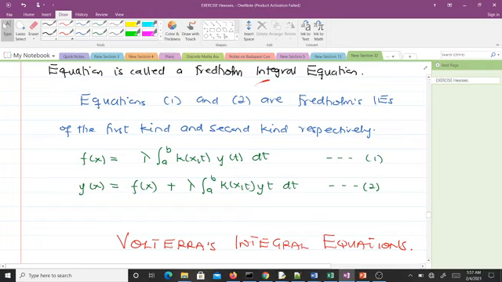So this is the first kind because here our unknown function is only appearing under the integral sign, but this is the second kind because our unknown function is here, it's also here. Okay, so this is a Fredholm's integral equation because the limits of integration a and b are constants, okay? So they can take 0, 1, 2, 3, they are constants.